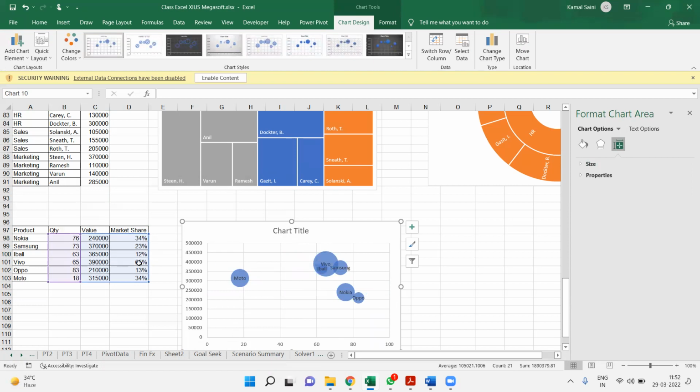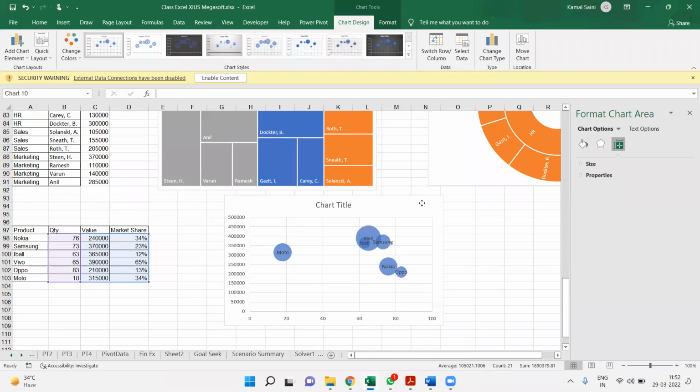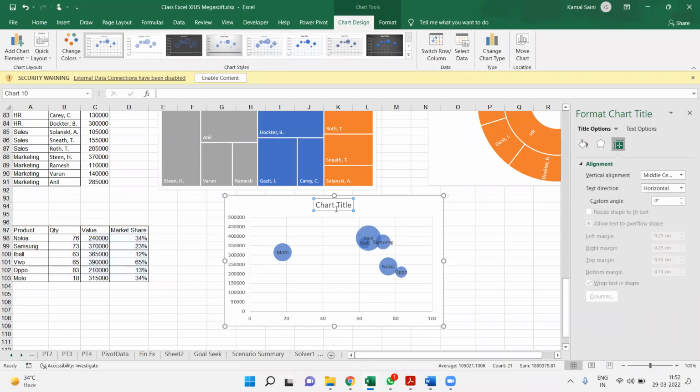So you can see Vivo has the biggest market share. The y-axis represents the value, the x-axis represents the quantity, and size represents the market share, basically. So this is your bubble chart.